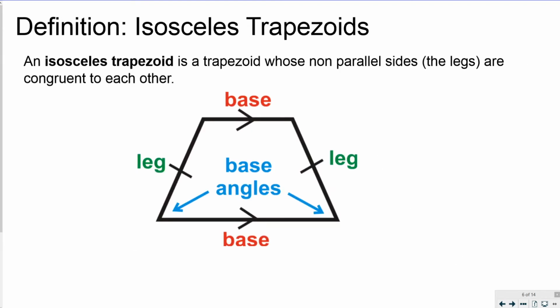Definition of isosceles trapezoids. An isosceles trapezoid is a trapezoid whose non-parallel sides, meaning the legs, are congruent to each other. So, while the bases are parallel still, the legs, the non-parallel sides, are also congruent.